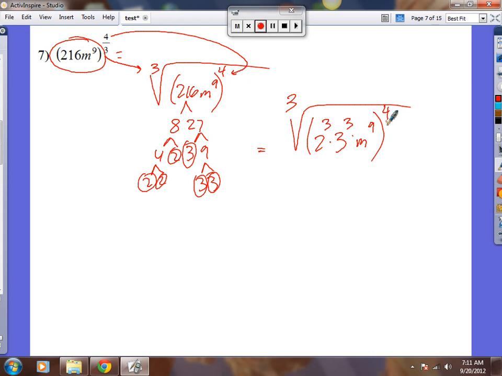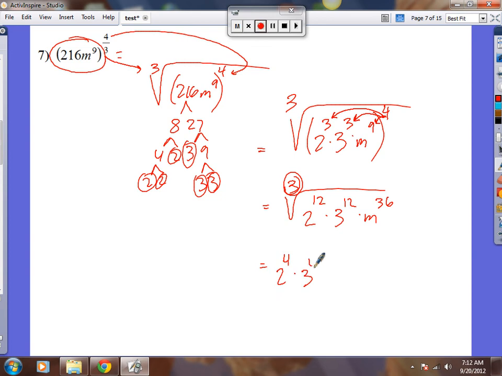Okay, now this 4th power needs to be taken to each factor on the inside. And if it already has an exponent and you're raising it to another level, here is where you multiply them. So you are going to have the cube root of 2 to the 3 times 4. It's going to be 12. 3 to the 12, and m to the 9 times 4 is 36. Okay, your index is 3, so I can pull them out in groups of 3. If I've got 12, I know that there's 4 groups of 3 in 12, so it's 2 to the 4 on the outside, 3 to the 4 on the outside.